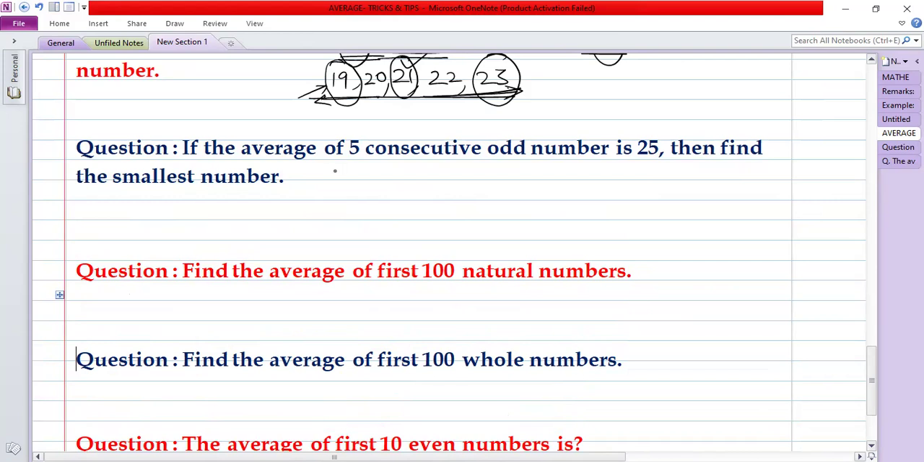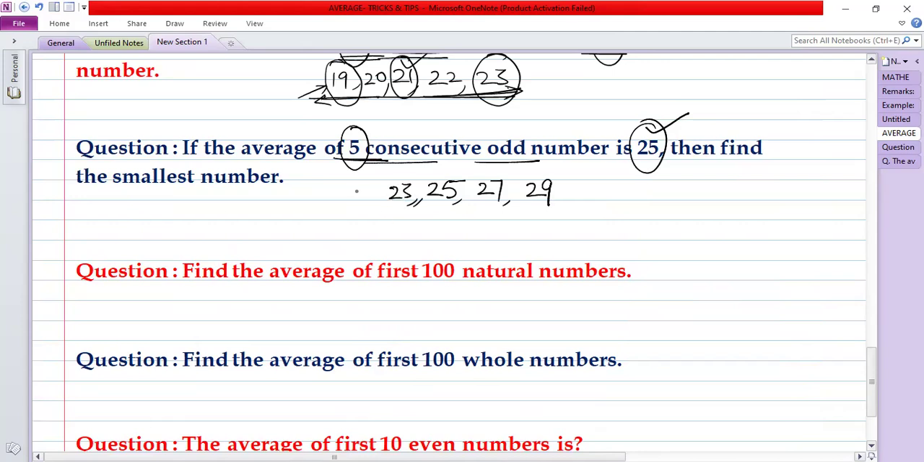Now, if the average of five consecutive odd numbers is 25, once again this 25 will be the third term of these five terms, the middle term. Then it will be 27, then it will be 29. And obviously this side it will be 23 and this side it will be 21. So these will be our numbers: 21, 23, 25. And what is the smallest number? Smallest number will be 21.